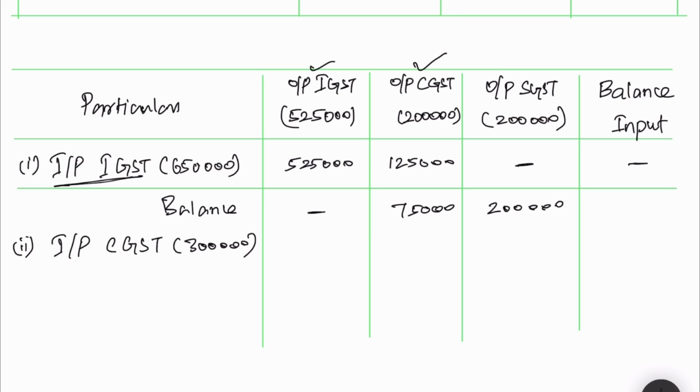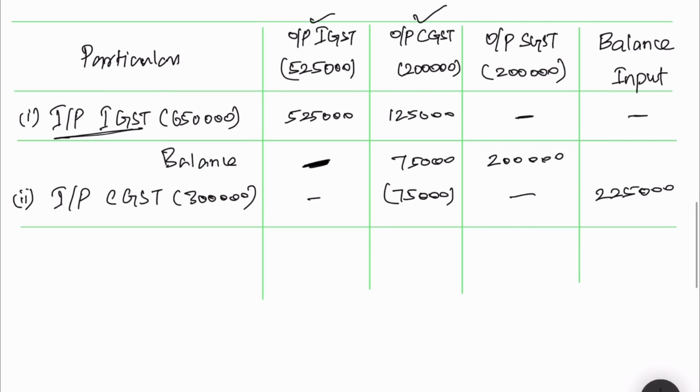but in output CGST we have only 75. So maximum you can take only 75, and if output CGST is not sufficient, we can take it from output IGST if output IGST is available. See here, output IGST is not available, so you cannot take from here, and for CGST you are not authorized to take it from SGST. So maximum of input set off is 75 only possible. So remaining 2,25,000 remains in the input account, that will be set off with the next batch.